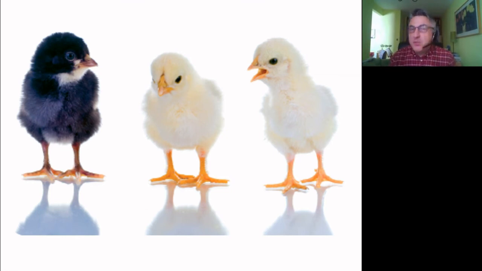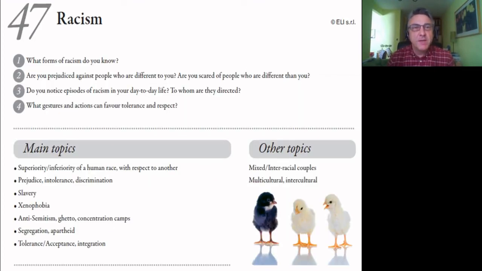Nice one here, because then you'd get the students to think about, what's going on here? What's the topic? Well, it's racism. And now you've got a lead into what forms of racism, what prejudices do we have? Number 3 there. Do you notice episodes of racism in your day-to-day life? And there we have some of the main topics below. Superiority, inferiority, prejudice, slavery, xenophobia.